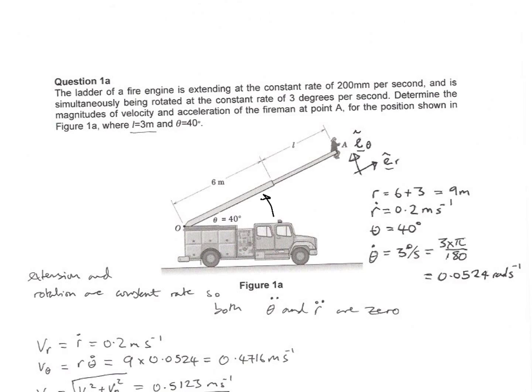So, the first thing to do, and something that a couple of people didn't do, is draw your diagram. You define your theta, you define your r, and you define your axes. It's really important to define your unit directions and to state that you're going to be using polar coordinates.